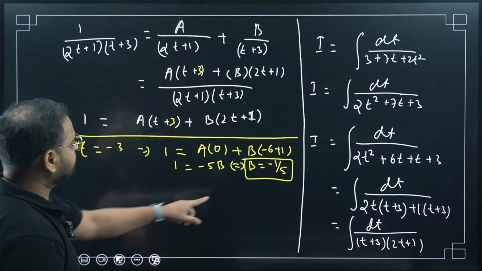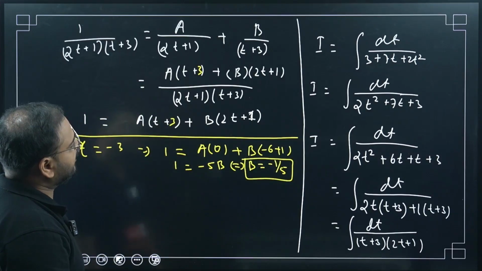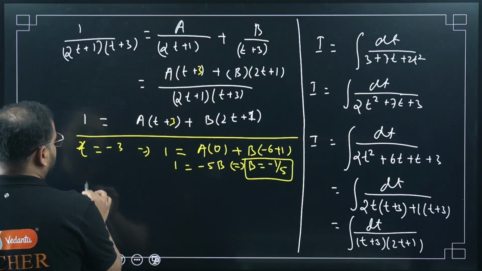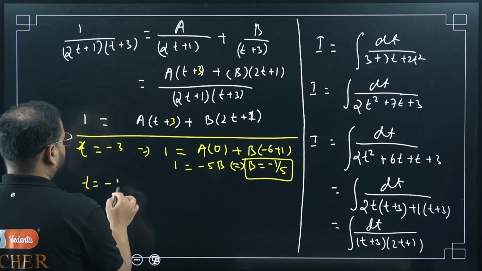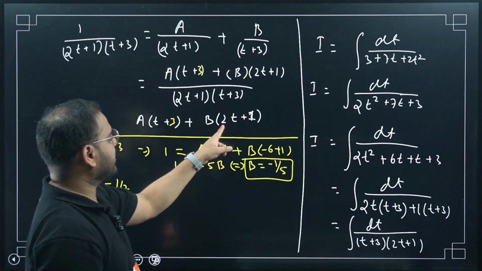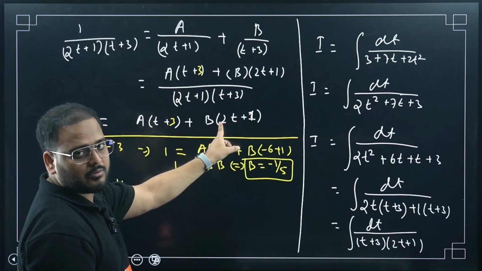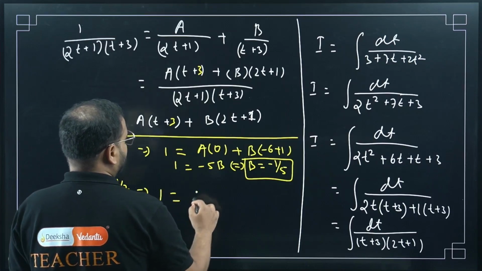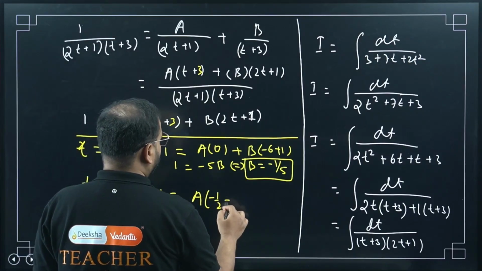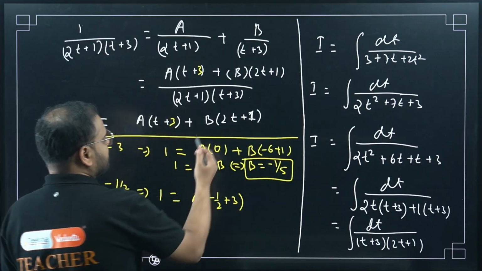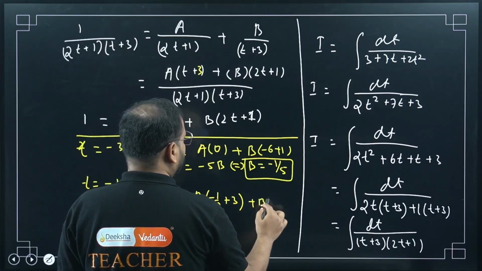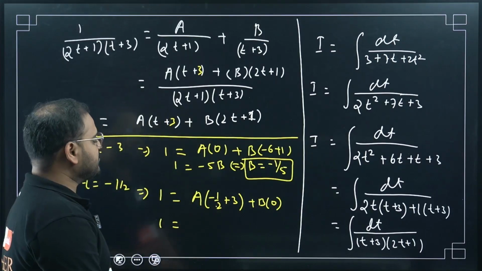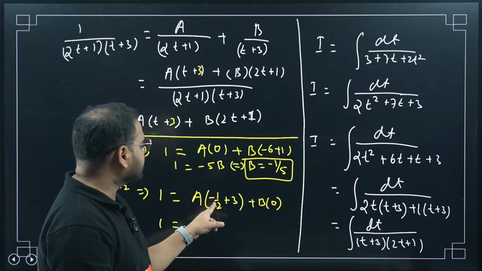Now once this is done, let's look for a value we can put for t again to get rid of the variable b. So I can write t equals minus 1 by 2. If you do that, what are you going to get? Minus 1 by 2 into 2 is minus 1, and with plus 1 it becomes 0. So 1 equals a times minus 1 by 2 plus 3, and b times 0. How much is minus 1 by 2 plus 3? 3 is 6 by 2, so minus 1 by 2 means 5 by 2.